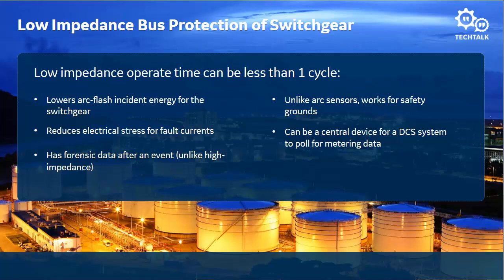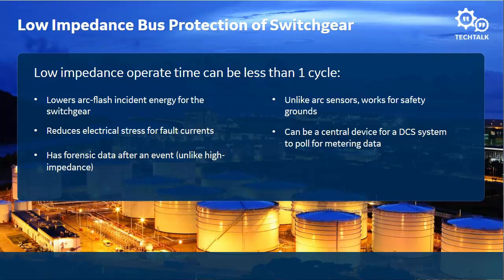And if we close into safety grounds, we're not going to produce an arc flash incident, or we're not going to produce an arc for an arc flash relay to operate. Whereas a low impedance bus differential would definitely operate for that. So what this does is it makes the case for using low impedance bus protection of switchgear. Now, if we're using low impedance bus protection of switchgear, the natural next step becomes a centralized protection scheme, which we'll get into in a few more slides.